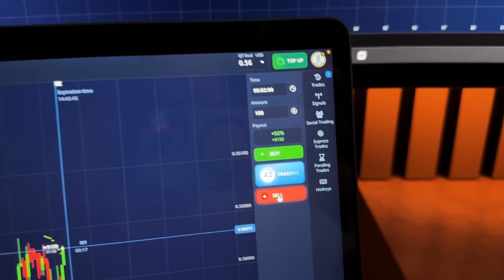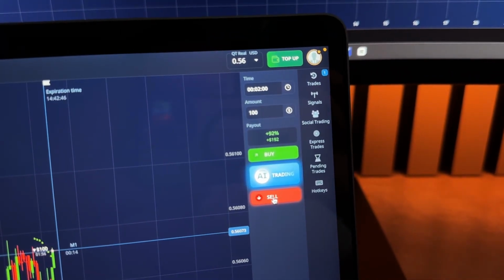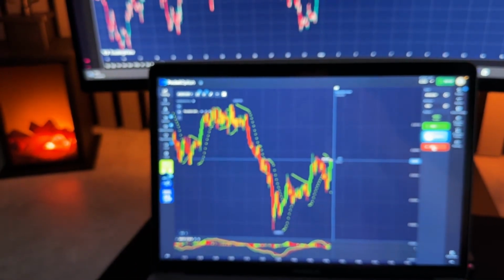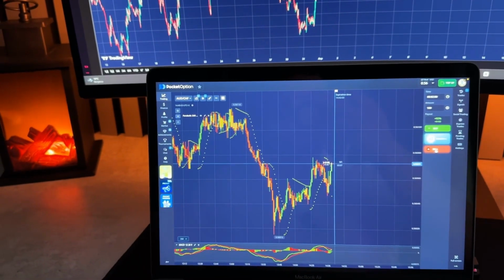We open a position for $100 to go down for 2 minutes. And note that this is my entire balance. Now let's take a detailed look at this position and see what's actually happening on the chart.